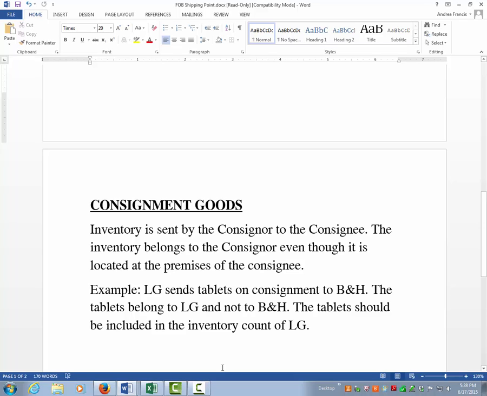I'll give you an example of how that works because these words are a little bit strange. The inventory therefore belongs to the consignor even though it is located at the premises of the consignee. So before we get to this algae example, I'll give you another one.